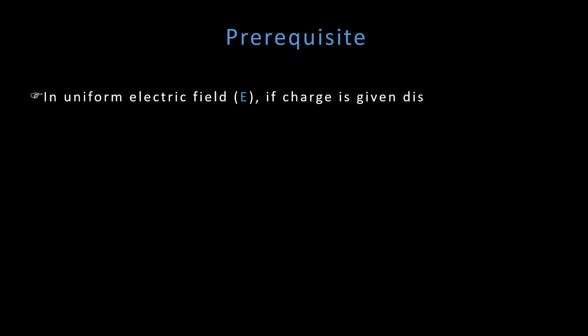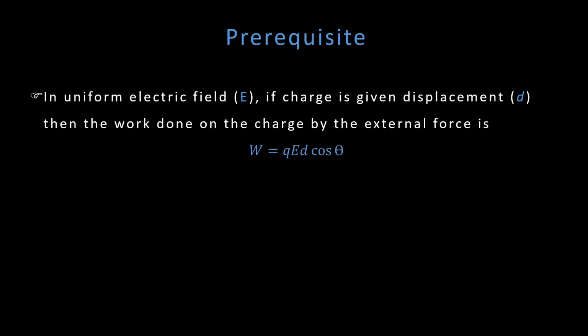Before we start today's topic, we need to know certain things from previous lectures. First of all, we should know that in a uniform electric field, when we move a charge, the work done can be given as W = QEd cos theta. What is theta here? Theta is the angle between the force QE and displacement d. So when force and displacement are perpendicular to each other, work done is zero. We are not spending any energy. When the two are in the same direction, work done is positive. When the two are opposite, work done is negative.